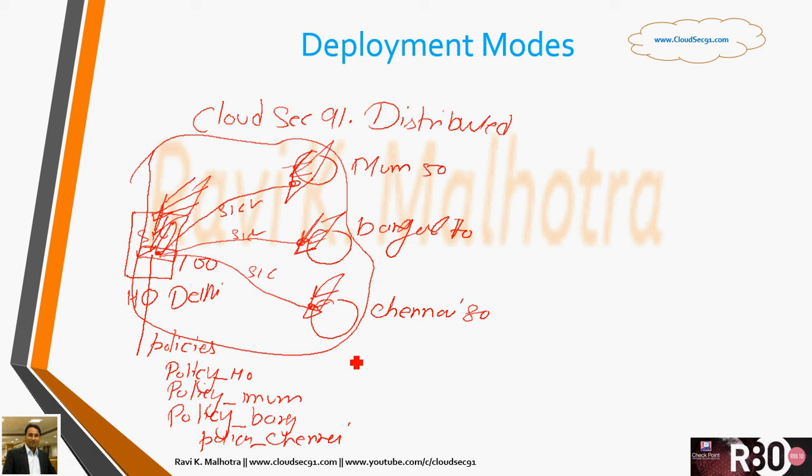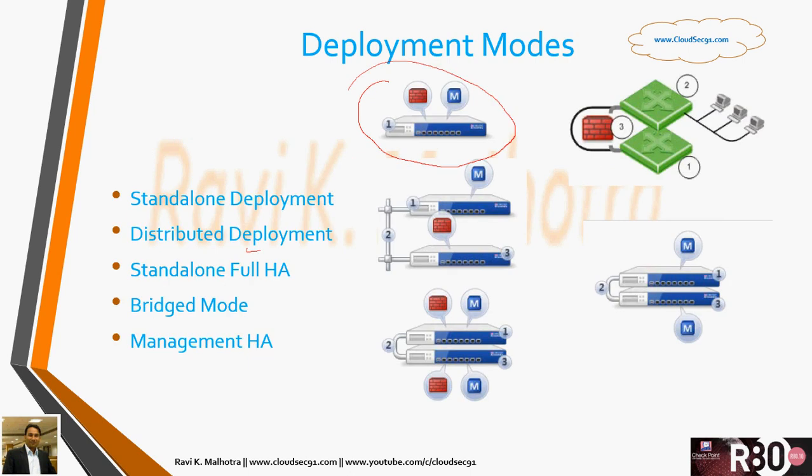The important part is that installation target here. You will learn that in some of my next videos coming up. We will have different installation targets so that you never make a mistake. Let's say the policy for Mumbai should only be installed on the Mumbai gateway. By any chance, the policy for Mumbai should never be installed on other gateways, right? So that's called the installation target chosen.